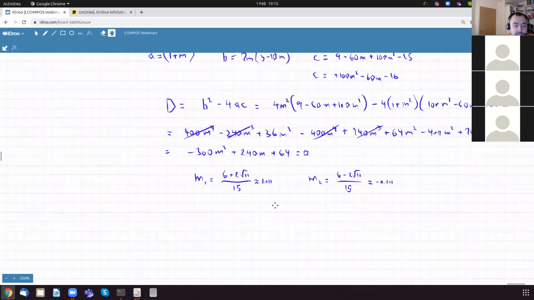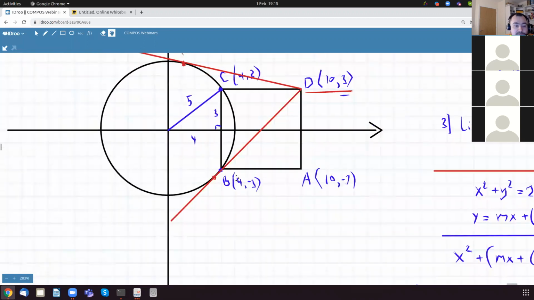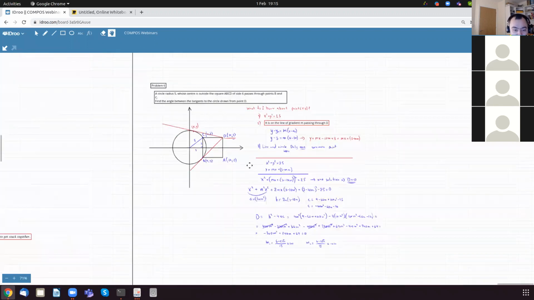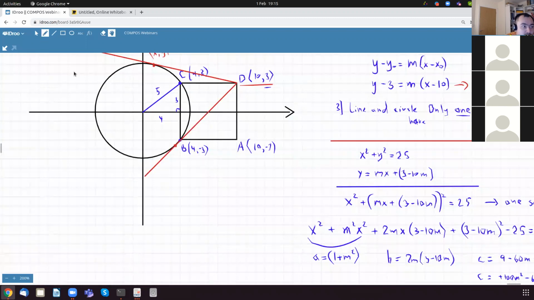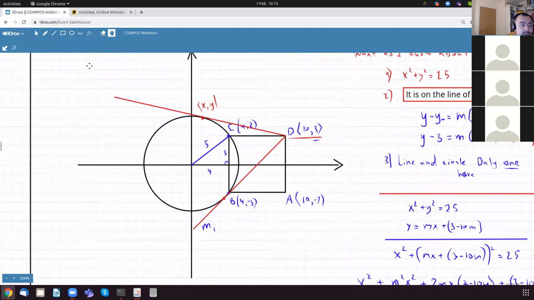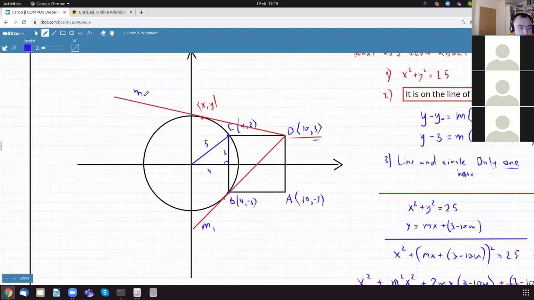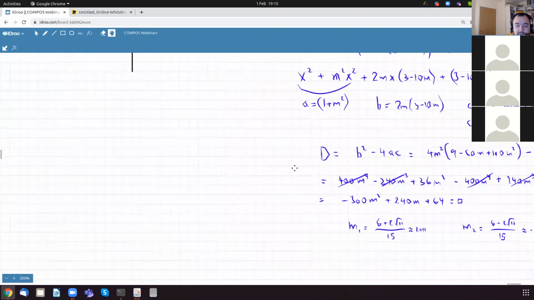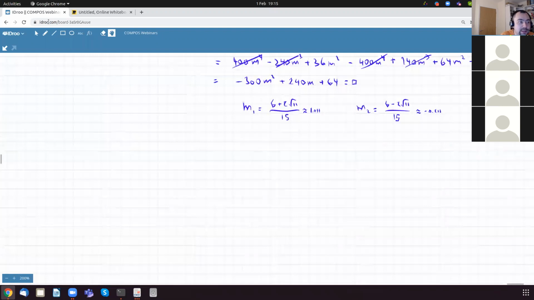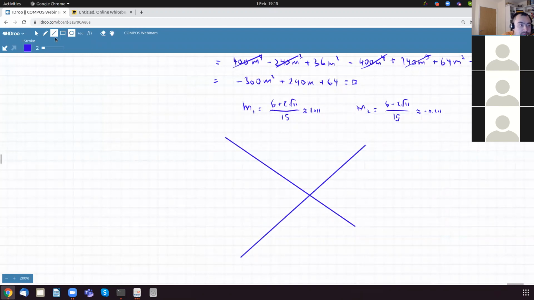So what did I find? Well, I found the gradients of the two lines. M1 is the positive one. M1 is the gradient of this line, and M2 is the gradient of this line. Okay, so we have the gradients of two lines, and we need to find the angle between them. We need to find this angle. Let's call it alpha.